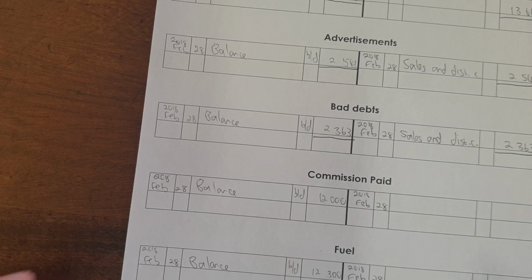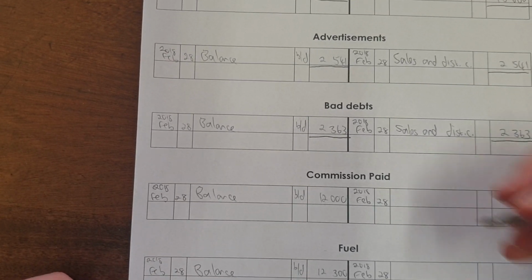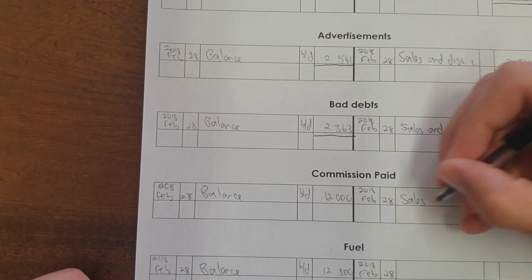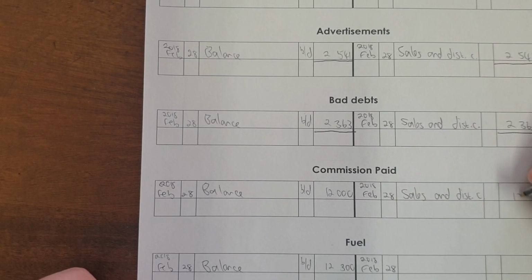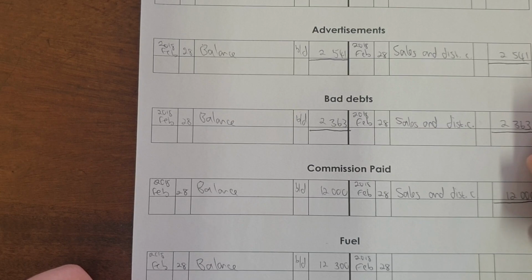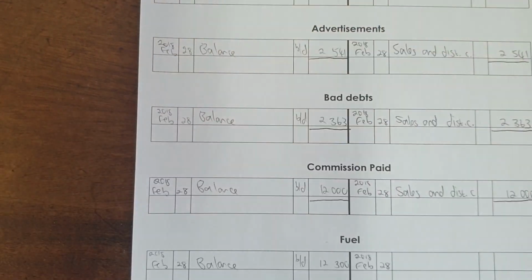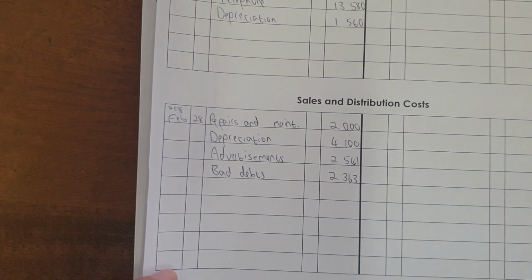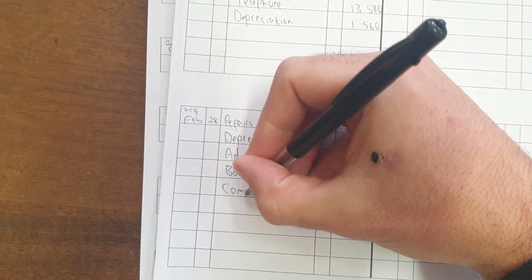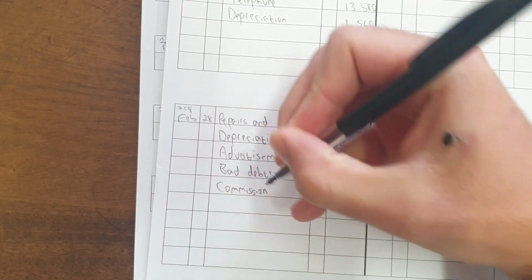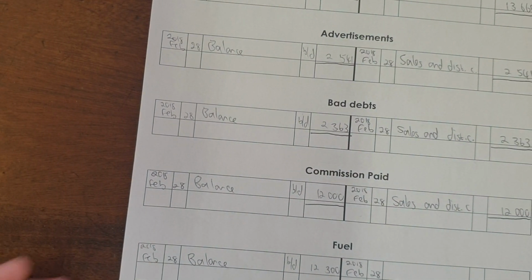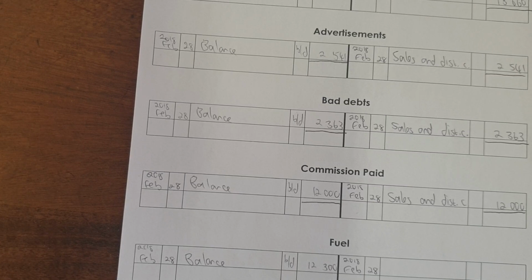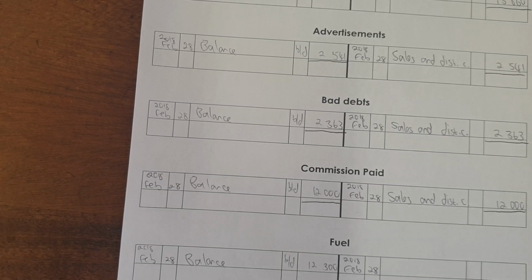Then our commission paid account, they tell us it's commission paid to marketing person. In other words, it's also a way to get our product to the client, so it's also a distributing way. So sales and distribution costs, 12,000. Close the account and go write it over in sales and distribution costs. So it's commission paid. So you gents will see all of this is basically the same. You just have to know which account goes where. You have to figure out which account fits which description.